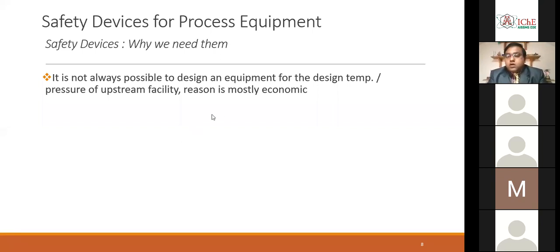So I was talking about why we need safety devices. I mean, why you all have to scrap your weekend plan and sit here to know about safety devices. Why at all do we need them in a plant?